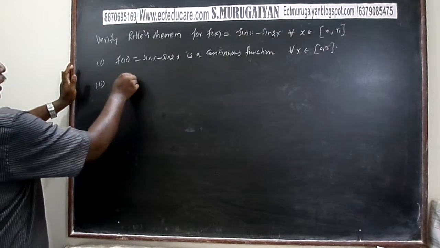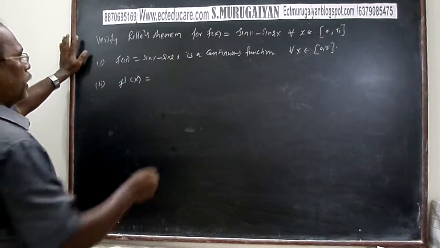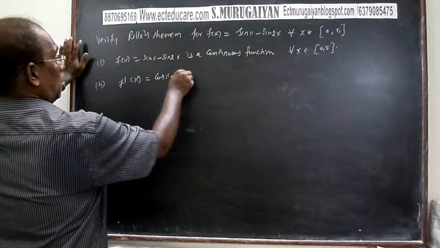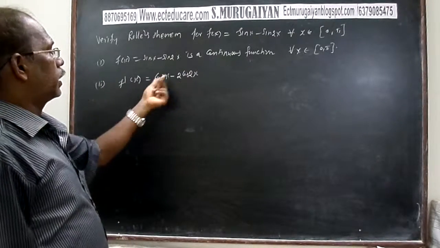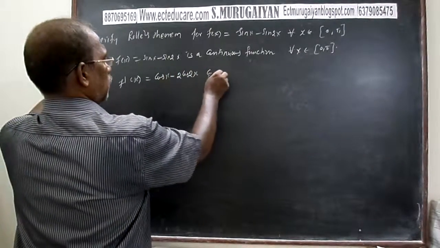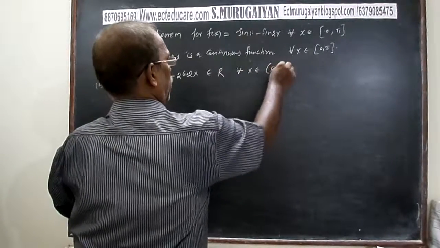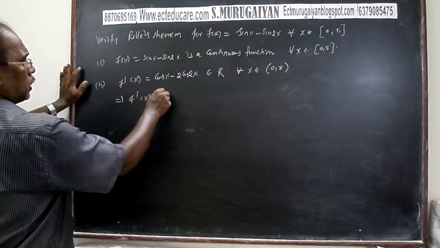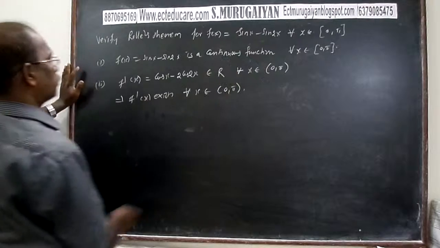Then we will find f'(x), then confirm whether it is differentiable or not in the open interval (0, π). The derivative of sin x is cos x, minus 2 cos 2x. So this can be written as either a sine function or a cos function. So it is always a real number for all x belonging to the open interval (0, π). So this shows that f'(x) exists for all x belonging to the open interval (0, π).